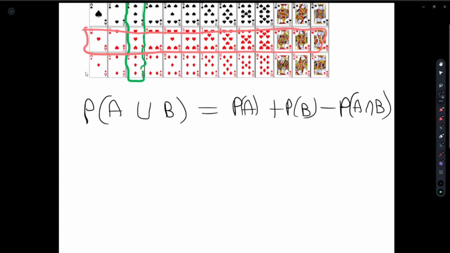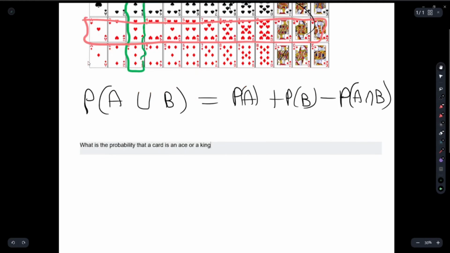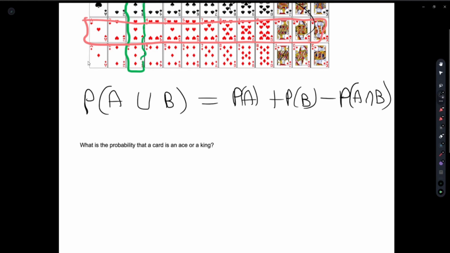Okay, so let's do an actual example using the deck of cards we have here. So let's say they ask, what is the probability that a card is an ace or a king? So here they're asking, what's the probability that a card is an ace or a king? So first we get the probability of one and the probability of the other, and then we remove the intersection.